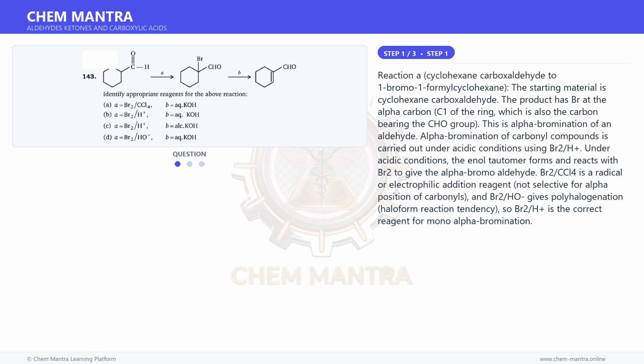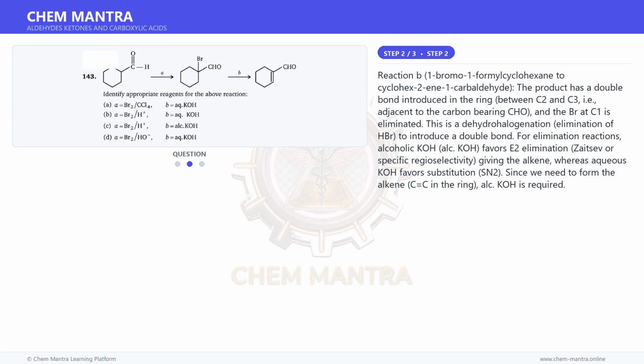Alpha bromination of carbonyl compounds is carried out under acidic conditions using Br2/H+. Under acidic conditions, the enol tautomer forms and reacts with Br2 to give the alpha-bromoaldehyde. Br2/CCl4 is a radical or electrophilic addition reagent, not selective for the alpha position of carbonyls, and Br2/HO- gives polyhalogenation, haloform reaction tendency, so Br2/H+ is the correct reagent for mono-alpha bromination.